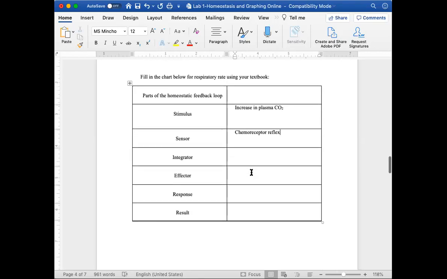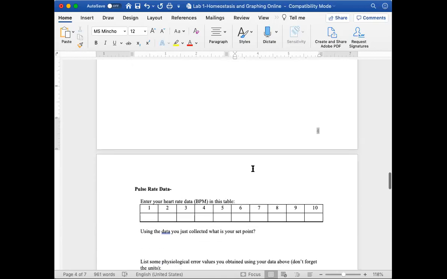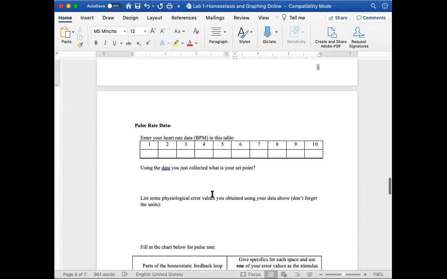I don't expect this one, and I don't expect the heart rate one, to be easy. It's something that you guys haven't seen before, and it's going to take a little bit of practice and time. So be patient with yourself. I don't expect 100% perfection on the first day of class, right?